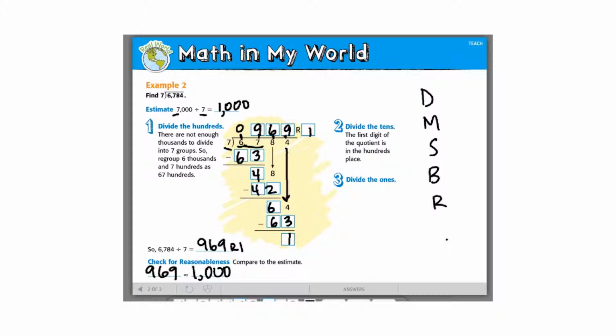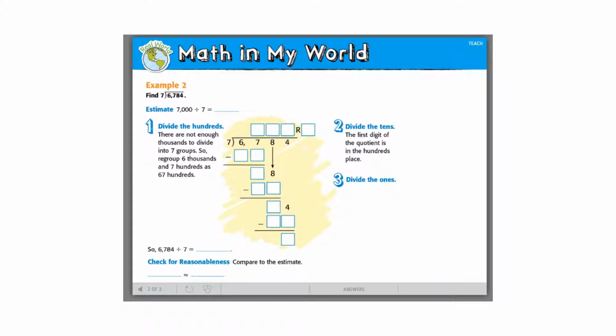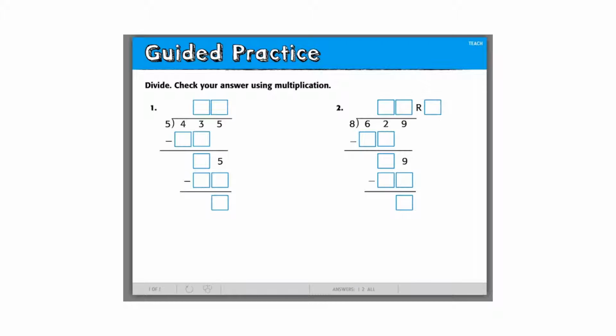So I want you to try the 2 guided practice questions with the people that you're sitting with in your group. And then I'm going to give you the answers to these in a couple of minutes. So do those with your group. Make sure that you and your group members have the same answer.